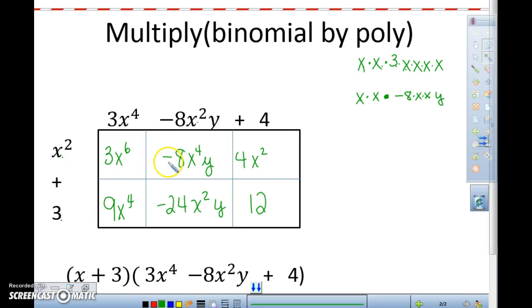And in order for them to be alike, the variable must be the same and the exponent must be the same. So we don't have any more x to the 6th power, x to the 4th y. No, we have x to the 4th, but because this doesn't have a y with it, we cannot combine these two together. And same scenario here, negative 24x squared y and the 4x squared are not alike because, again, this one does not have the y. To combine, each term must have the same variables and the same exponents on those variables.